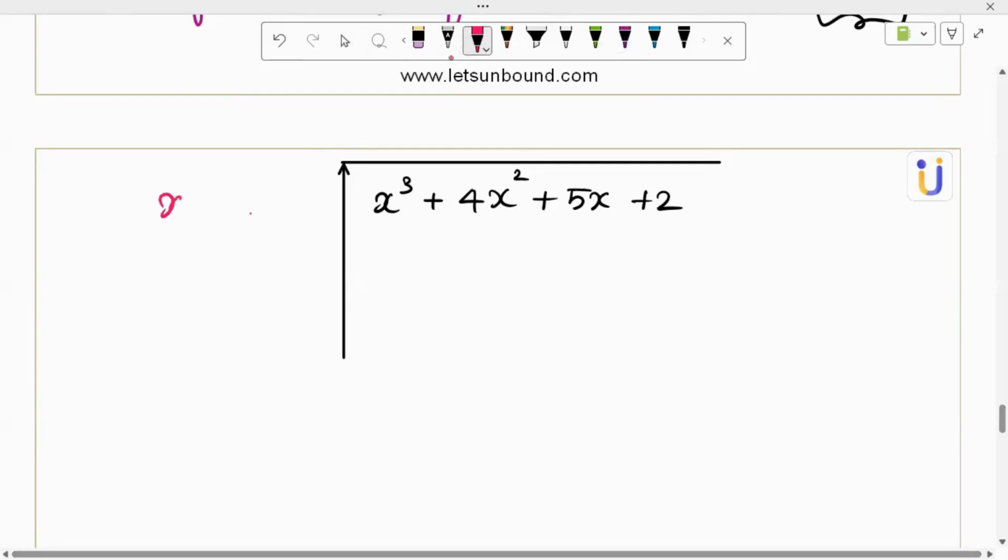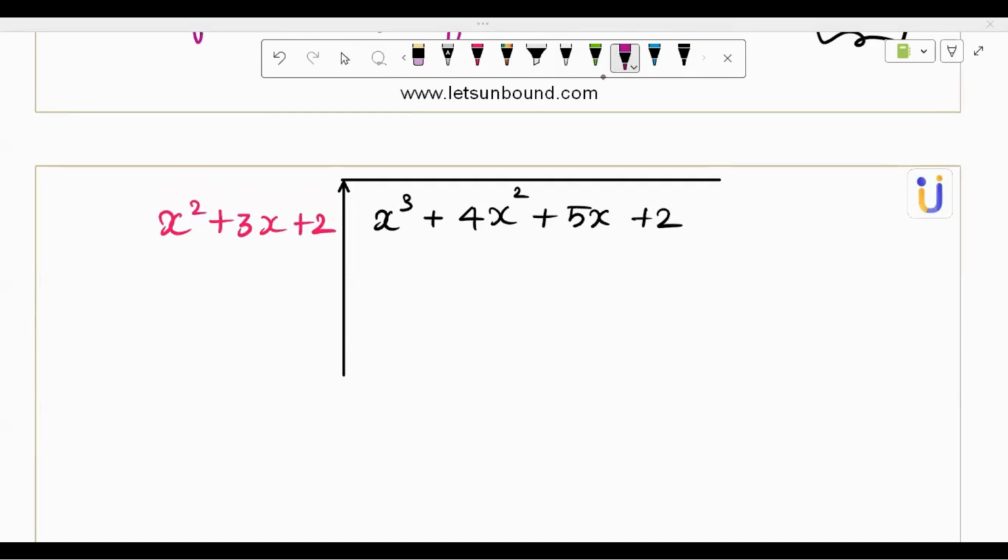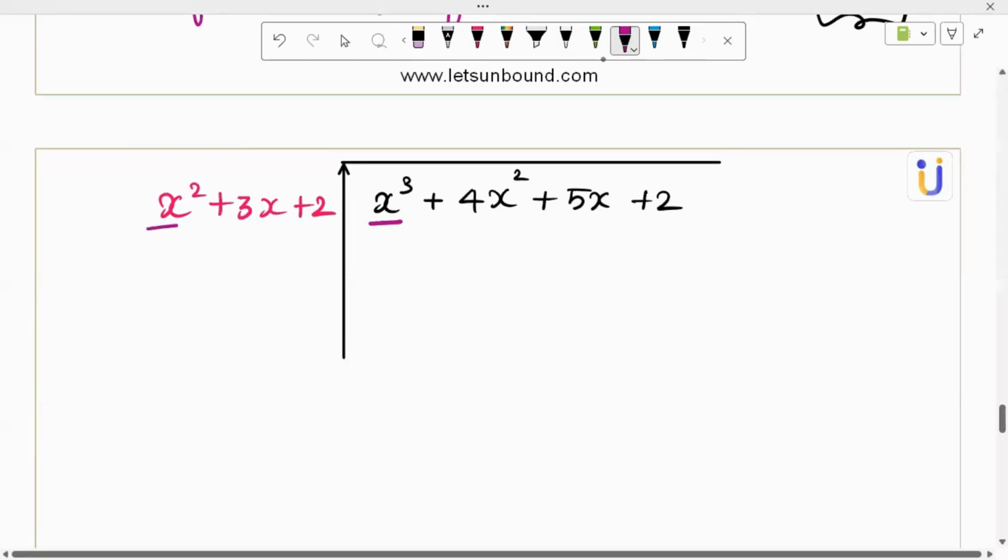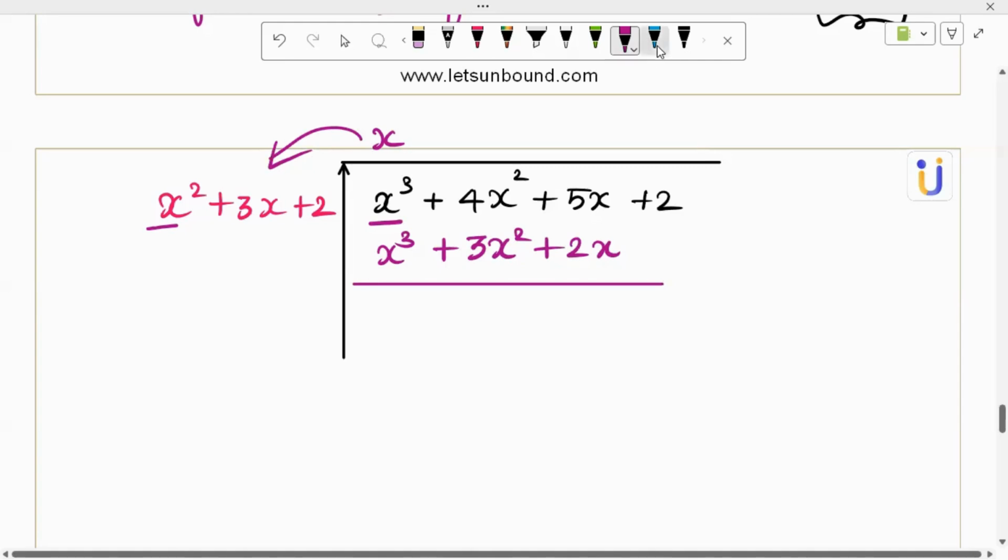Okay, so x square plus 3x plus 2. First term divided by the first term: x cubed divided by x square is x. So put the x over here and you will get x cubed. Now multiply this, plus 3x square plus 2x, right? Divided by, and change the sign for all of the new parts. And this for sure will get cancelled and this will become x square plus 3x plus 2.